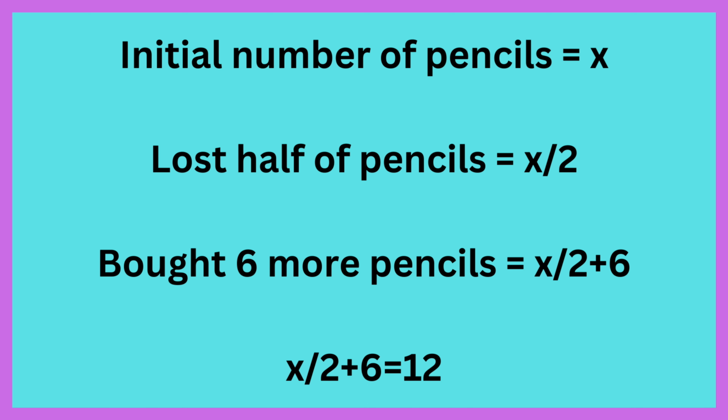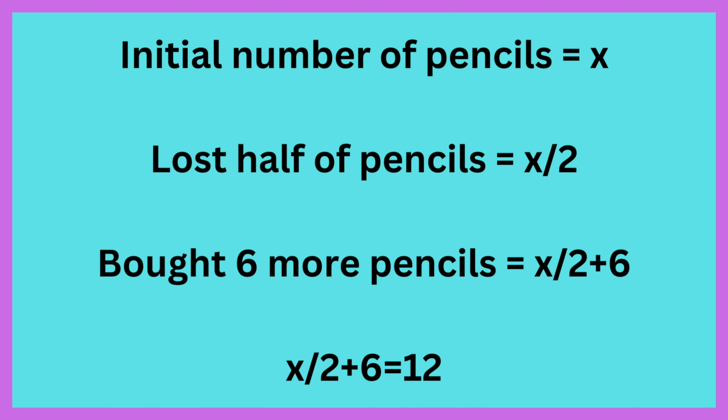Andrew bought an unknown number of pencils, he lost half of it, and gained 6 more, which ended up as 12 pencils in total. Now, since we want to calculate the number of pencils Andrew bought initially, we let x be the number of pencils Andrew bought initially. Now, we set up an equation.